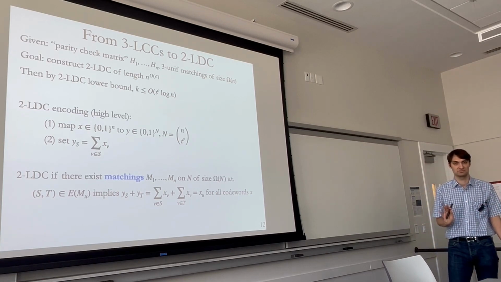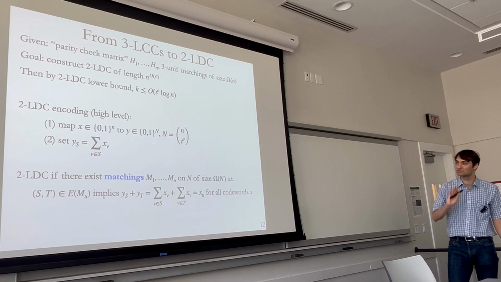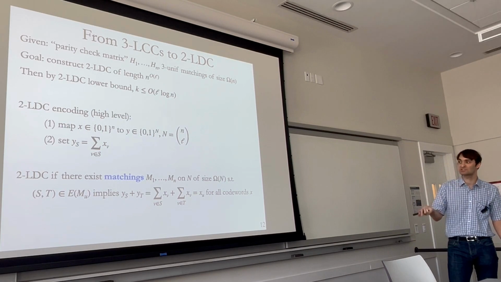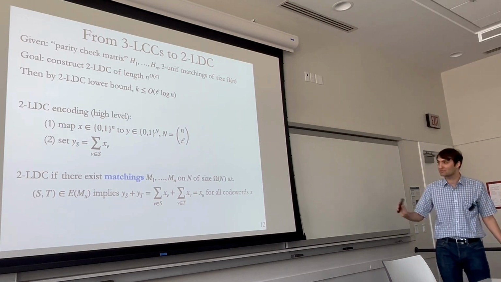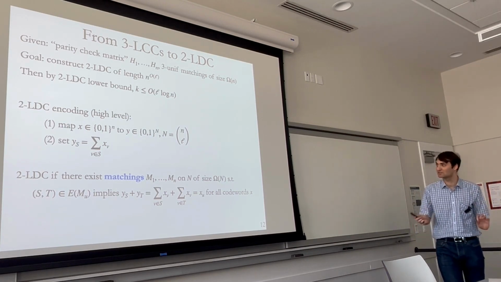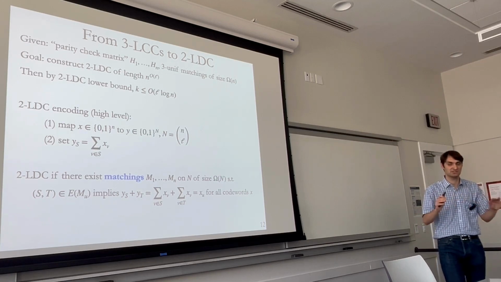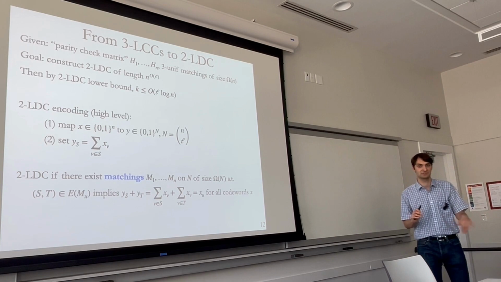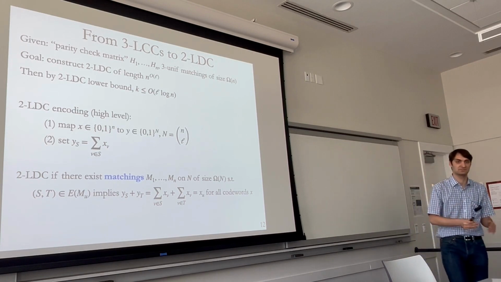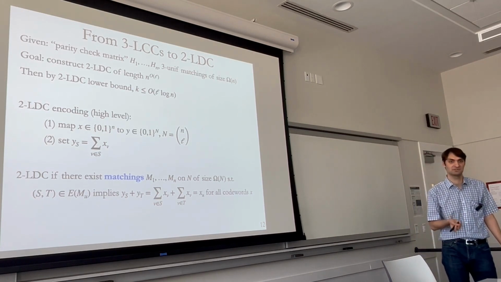Sorry, the code words that you're querying, shouldn't they be y's instead of x's if you're talking about the LDC? This is uncorrupted. There's no corruptions. If you have a large matching, let's say this matching has like n over 100 edges. If you corrupt n over 1,000 vertices, then most of your edges are still uncorrupted.